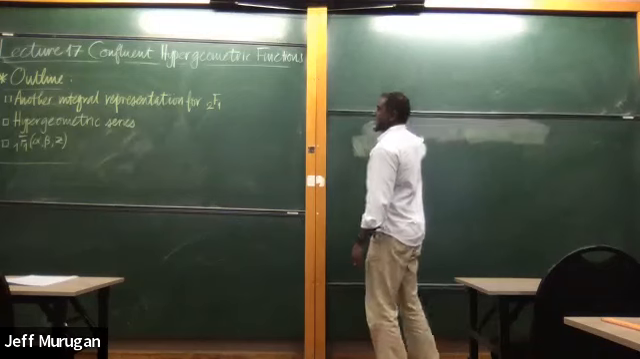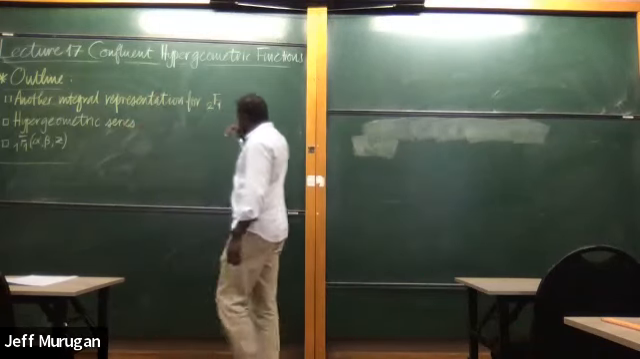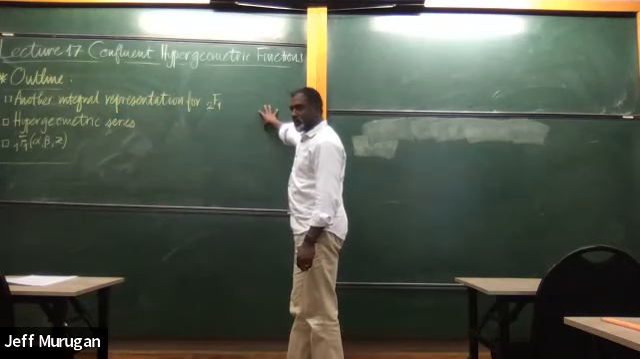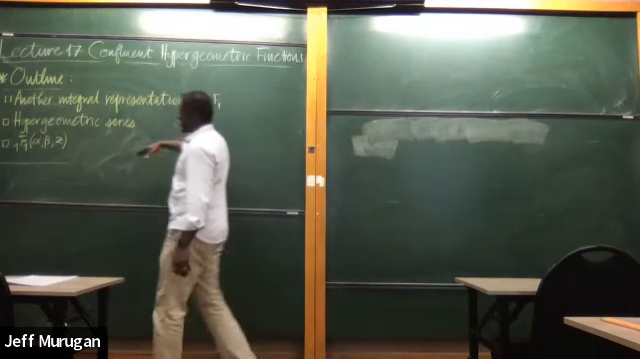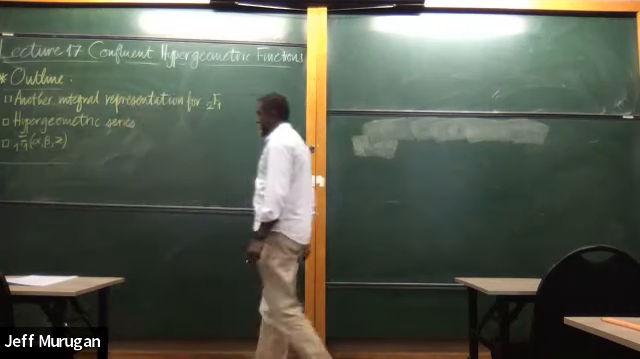So today I want to talk about a function that's closely related to the hypergeometric function, called the confluent hypergeometric function. It's usually denoted by 1F1(alpha; beta; z).